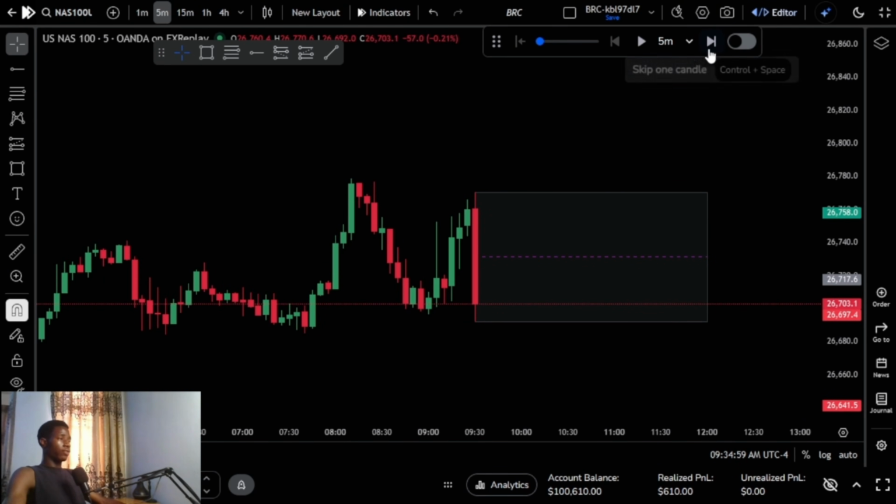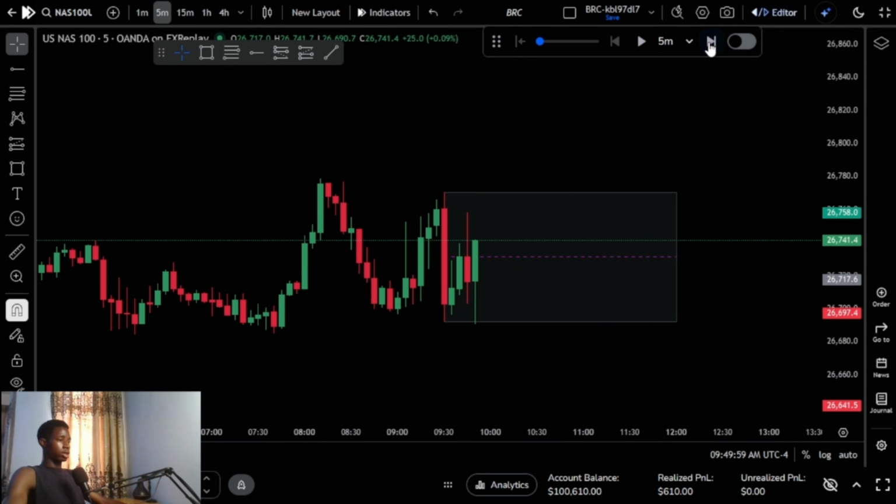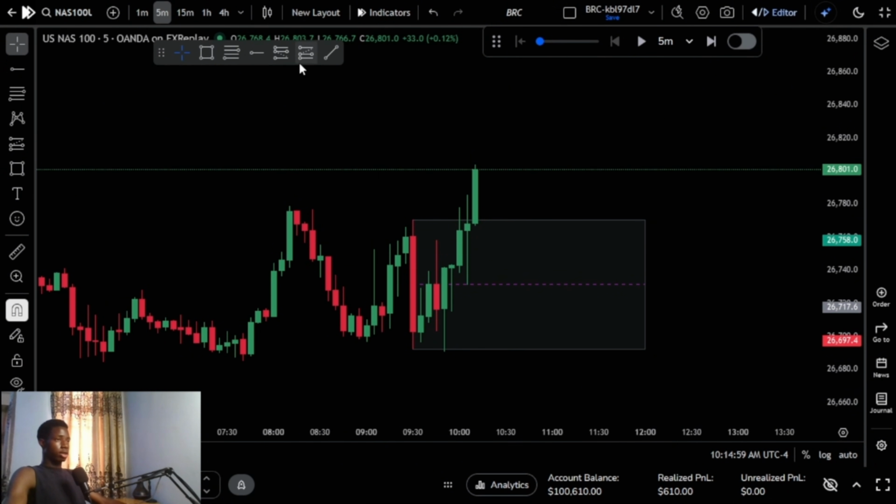Nice. And what I'm ready for is a break above or below on the 5-minute time frame with a closure above or below. Right here, no closure, no break, no break, no break. Now we do have a break.